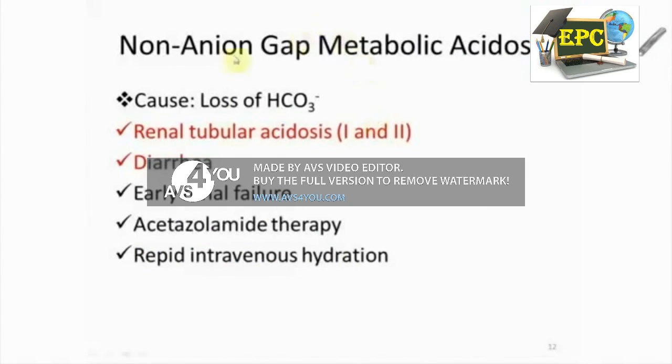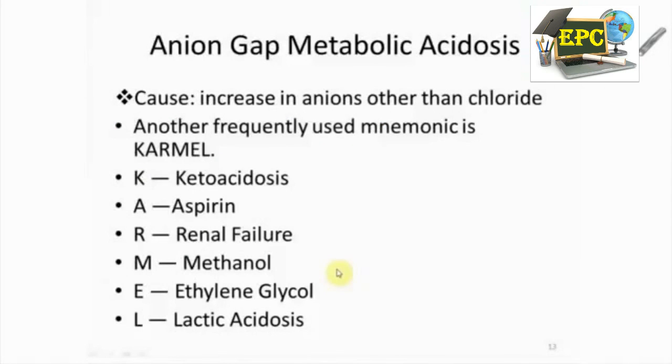Now, let's check out here the non-anion gap metabolic acidosis, which, we said, the cause is loss of bicarbonate. Two most important examples I need you to memorize are diarrhea and both renal tubular acidosis, 1 and 2. We have also early renal failure, acetazolamide therapy, rapid intravenous hydration. As for the anion gap metabolic acidosis, the cause is increase in anions other than chloride. Another frequently used mnemonic is CARAMEL. So we have ketoacidosis, aspirin, renal failure, methanol, ethylene glycol, and lactic acid. As you can see, they're all basically increase in acids in our body, which will increase the unmeasured anions.